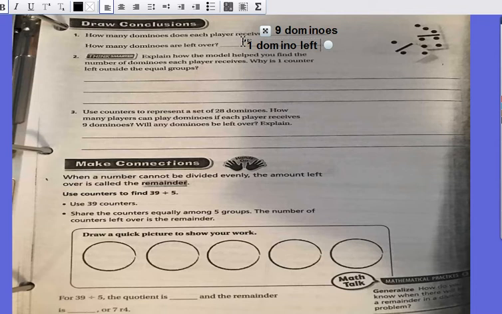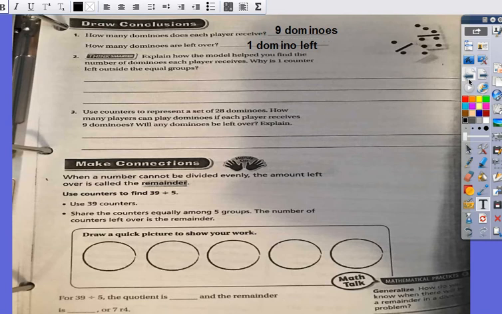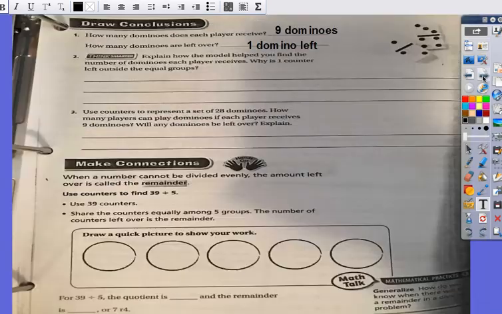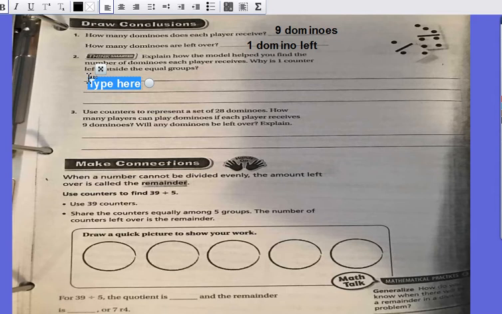Explain how the model helped you find the number of dominoes each player received. Like those 3 circles and the 28 counters. Why is one counter left outside the equal group? So when we had here, I'm going to go back. How come I had this one little guy left over in order to get to 28? Basically the model helps us act out the problem.